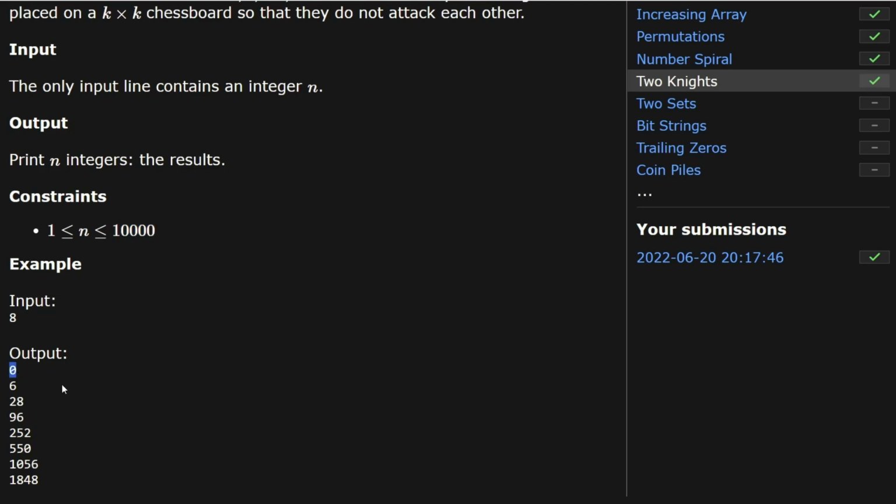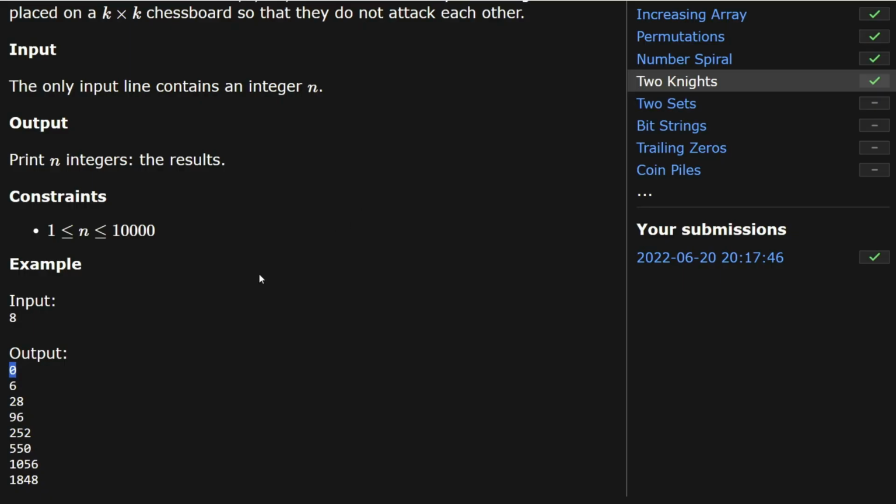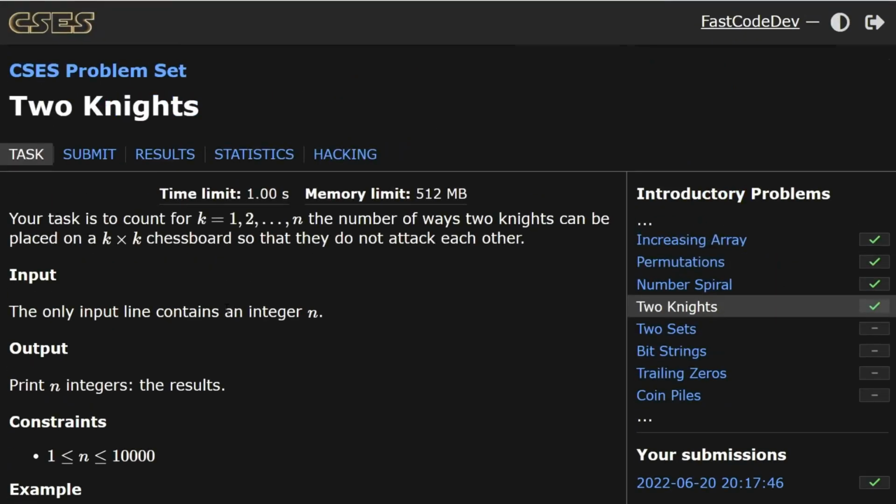Here I would like to highlight the corner case, which is the 1x1 chessboard, for which the result is 0. And why is it 0? Because in chess you cannot have two pieces, for example knight one and knight two, on the same square. Only one piece can occupy a certain square in a certain state in chess. Okay, so that's the instruction. Now that we made everything clear, let's move on to the solution.